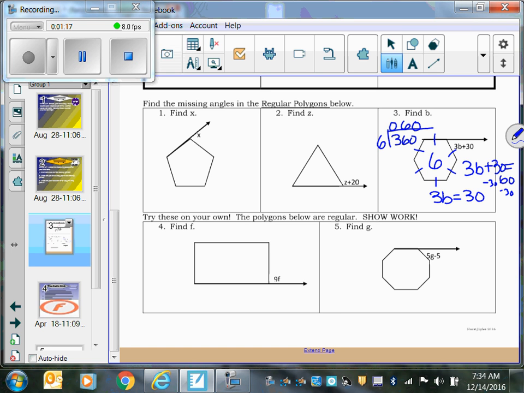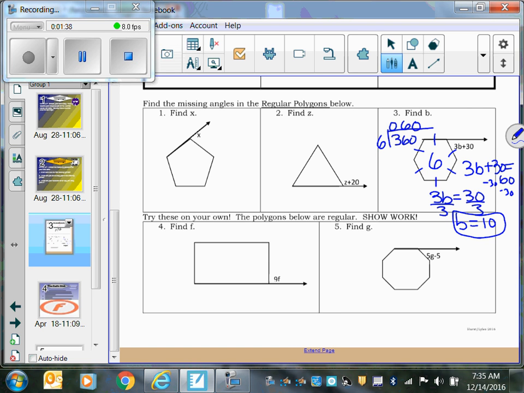Now that I have 3b equals 30, what am I going to do? Divide by 3. Right, divide by 3. So I now get that b is equal to 10. I circle my answer because it can be hard to find everything sometimes. And if I had my other answers up here still, I'd go back and circle those too.